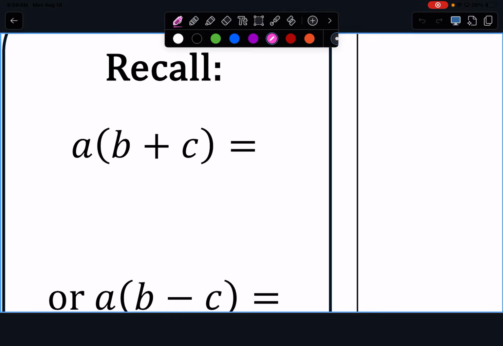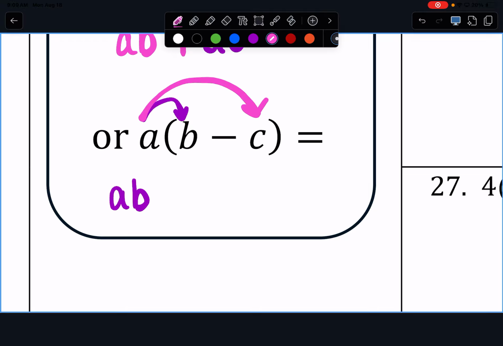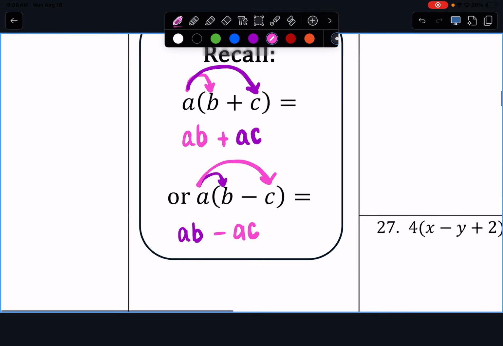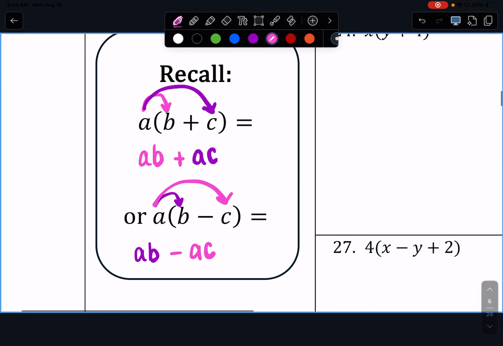From there, we can also do the same thing if it's subtraction. A times B is AB. But in this case, we have A times negative C, so we'll get negative AC. And it really is that simple, so we're good to go.